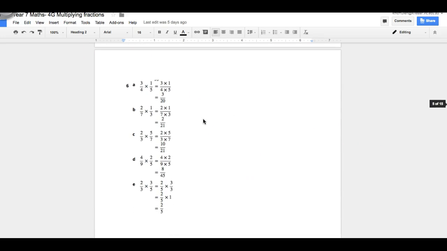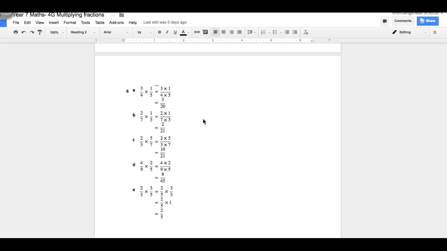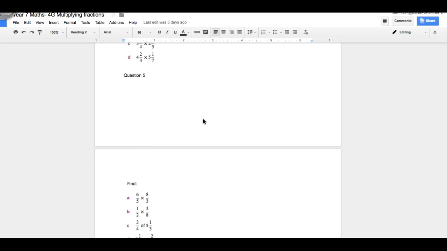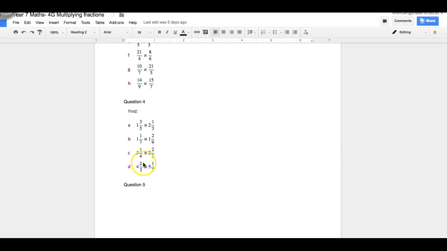The solutions are here, but you also need to come and see me if there is anything you have trouble with, because even though multiplication is easy, it's these questions here in question 4 where you need to do the conversion that are a bit tricky. Okay, good luck.